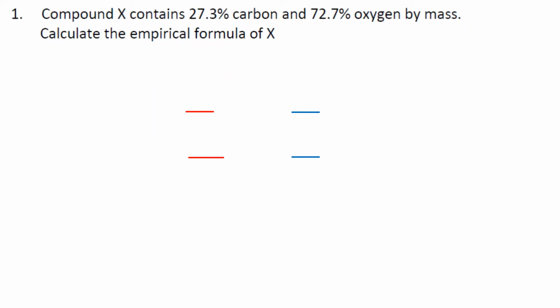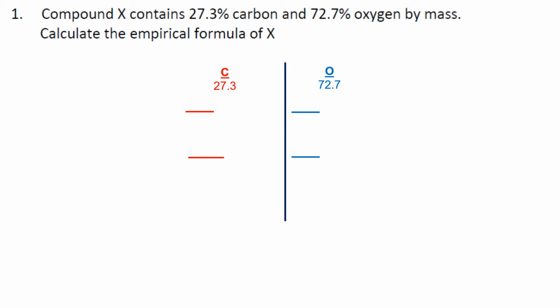Okay, you've got another example here. Same routine as the previous two. So look back at those examples if you need to. Pause the narration, try and answer this question. Okay, so set up 2 columns because it's carbon and oxygen. And they've got a mass of 27.3 and 72.7.